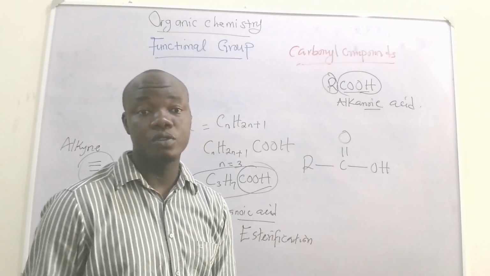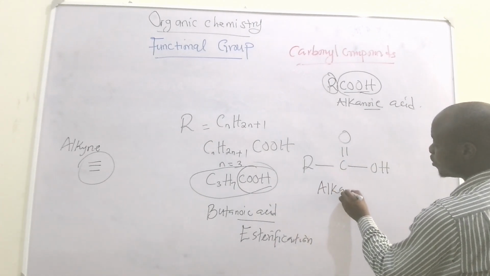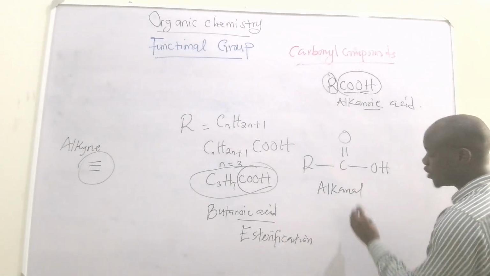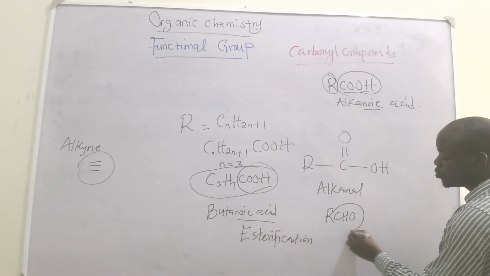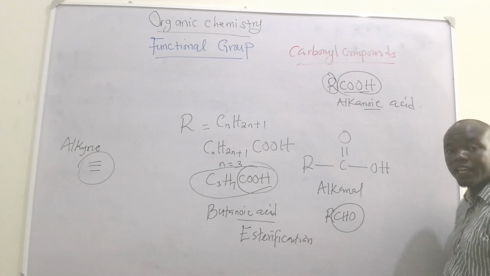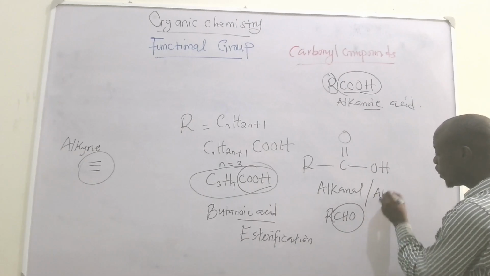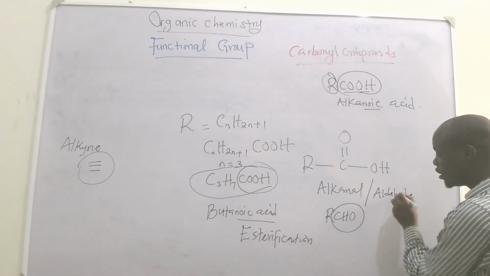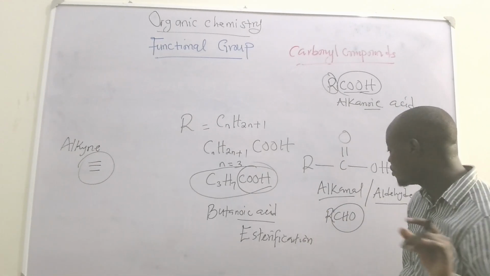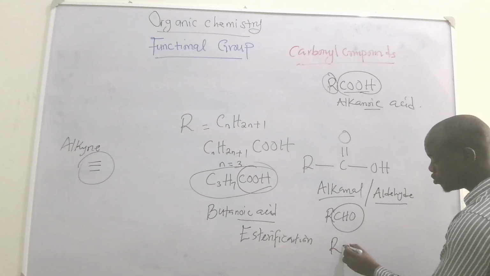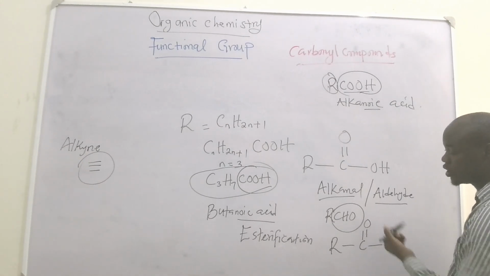Then another example of a functional group, we have alkanal. Alkanal has a functional group of RCHO, so the functional group is CHO. You can name it either alkanal or aldehyde. Alkanal is also another example of a carbonyl compound, so it has a carbon to oxygen double bond.